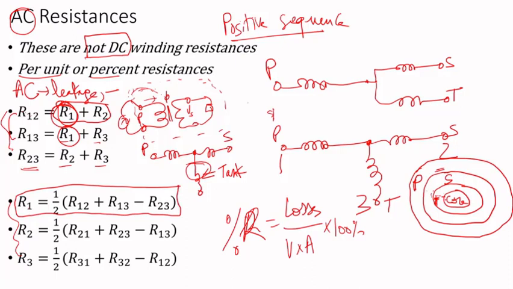So what you will get, R1 is 1/2 times (R12 plus R13 minus R23). In other words, you sum up the resistances that involve subscript 1, and the one that does not involve 1 gets subtracted. The same thing with R2: you see 2 is involved here, so it's added, and this one is subtracted because you don't see 2. The same thing with R3, where you subtract the one that does not involve 3.